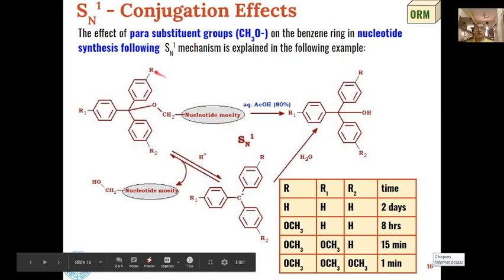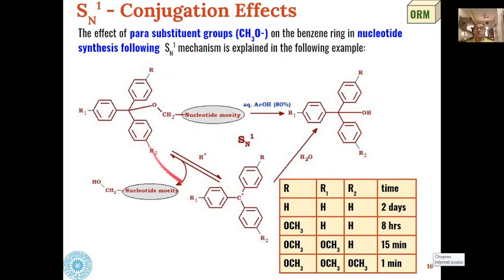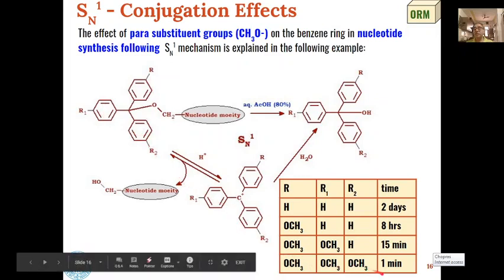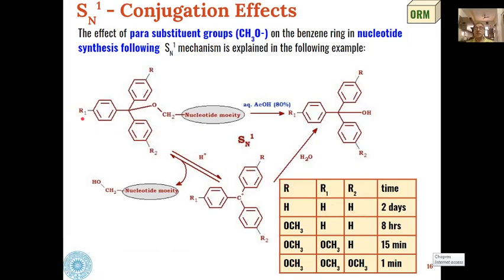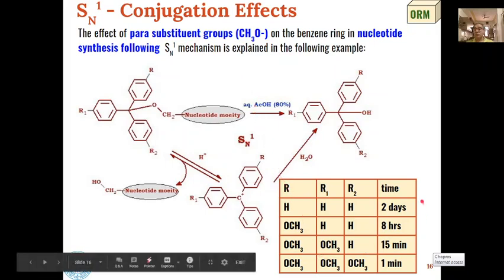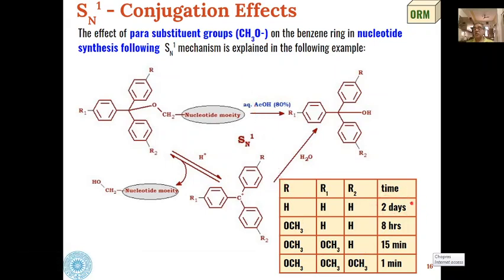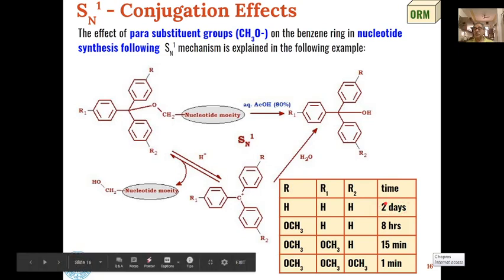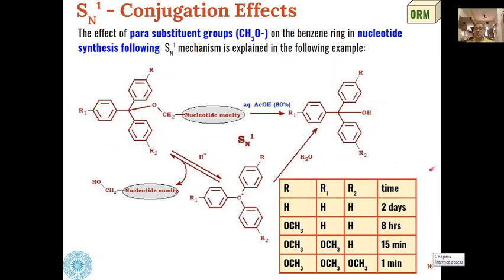And if all the three hydrogens are replaced by methoxy groups, then the same reaction takes place in 1 minute. So from this example, we can very well imagine how much the rate of reaction can be increased by the presence of a methoxy group as a para substituent. The reaction which was taking 2 days to complete in the absence of methoxy groups can be completed in 1 minute if there are three methoxy groups present at para positions.